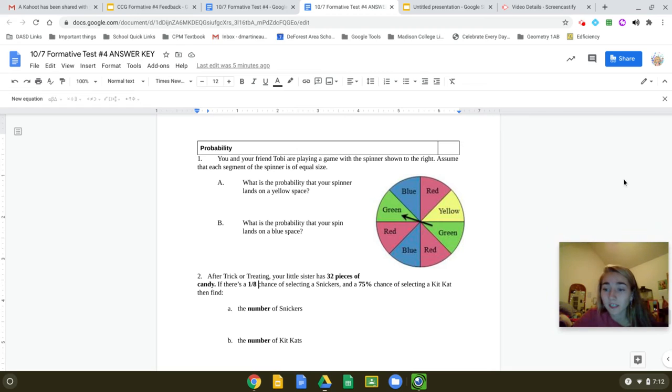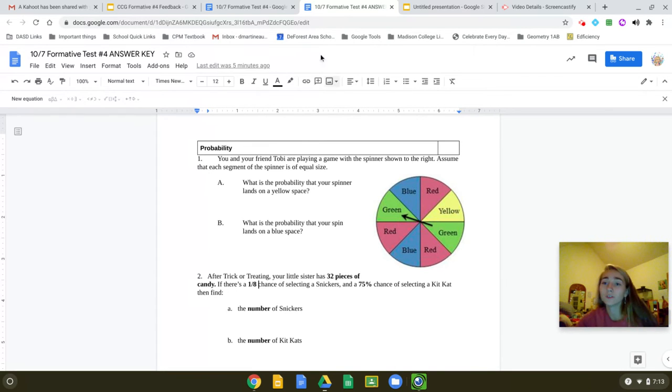All right, so this video is going over the probability section on the formative 4. You and your friend Toby are playing a game with the spinner shown to the right here. We want to assume that each segment of the spinner is of equal size. We want to know what's the probability that your spinner lands on a yellow space.